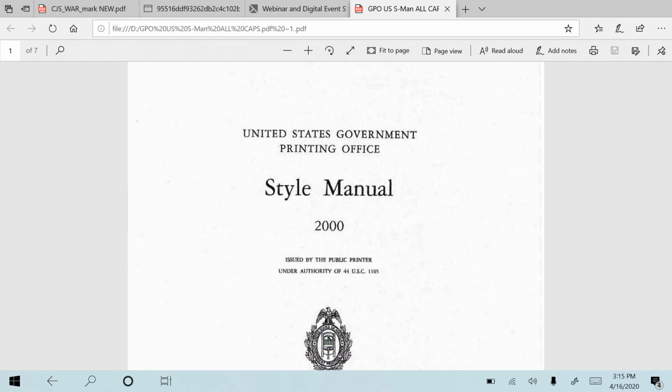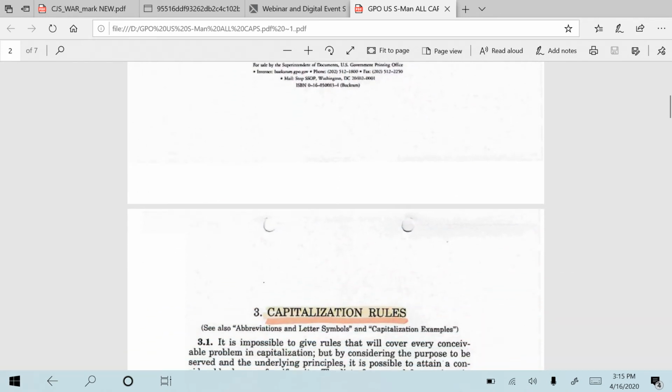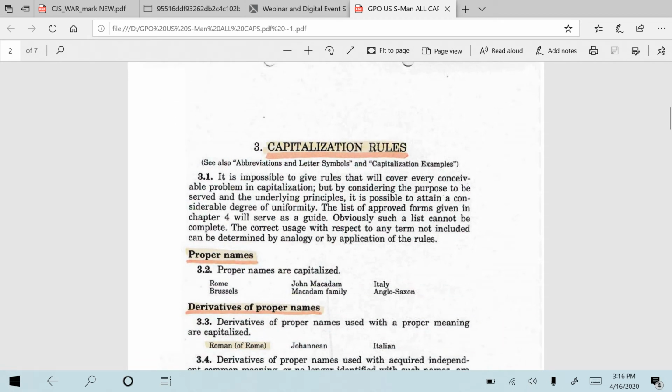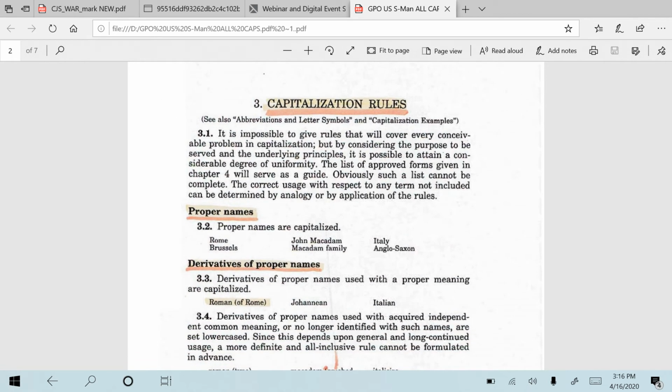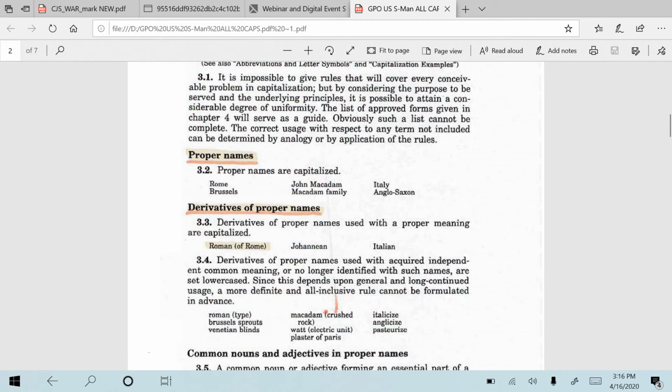Style Manual. United States Government Printing Office. Style Manual 2000. Capitalization rules. Proper names. Proper names are capitalized. And it gives you the example of what a proper name looks like. It gives you an example of what derivatives of proper names look like. So from Roman, you get Rome. Italian, you get Italy. So on and so forth, right?